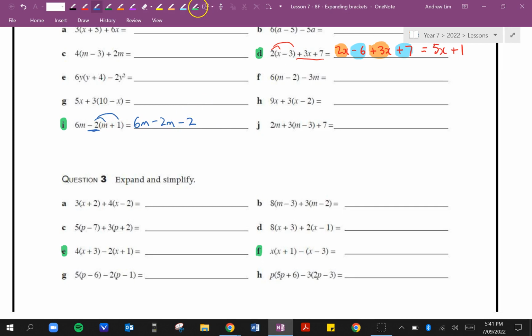Then we can collect our like terms. 6m minus 2m, they are our only like terms. 6 marbles minus 2 marbles is 4 marbles. And then we just need to minus 2. Which is not 2 marbles, it's just 4m minus 2, that's it.